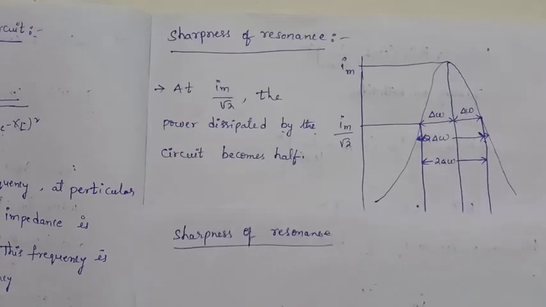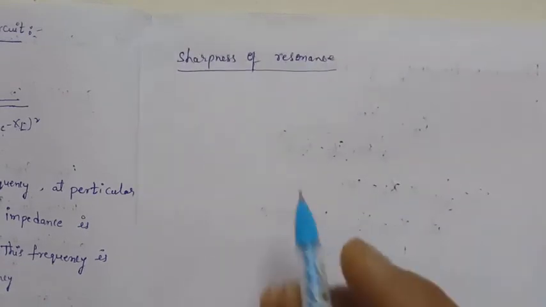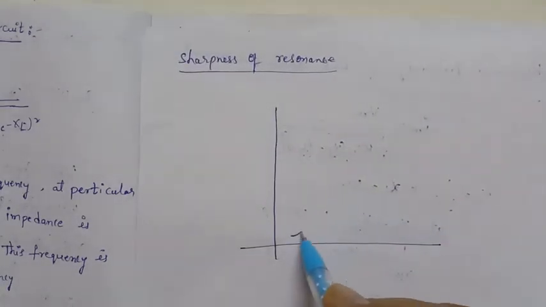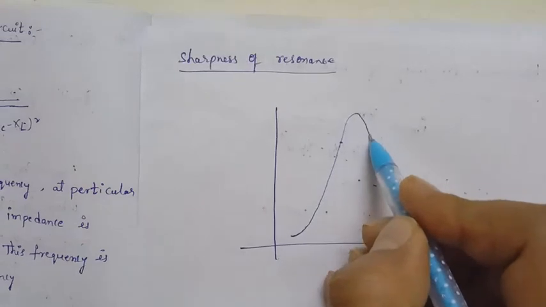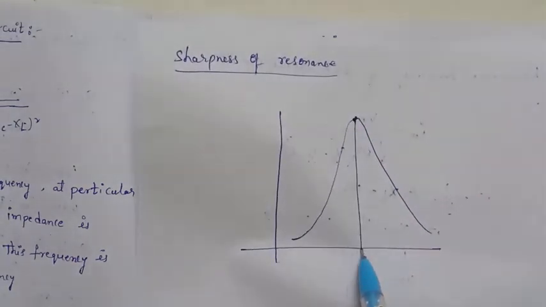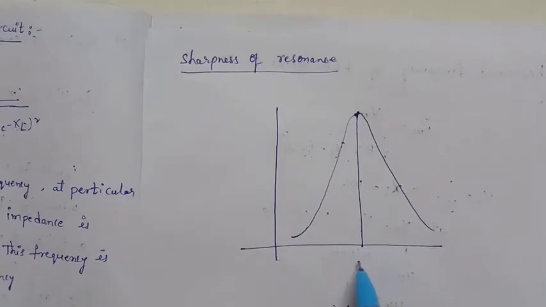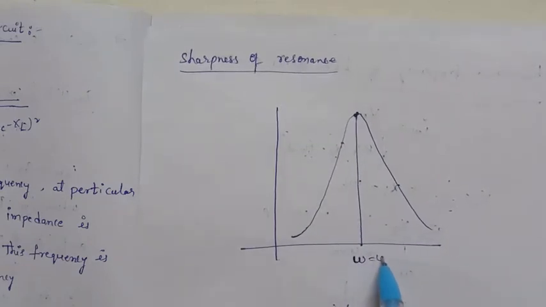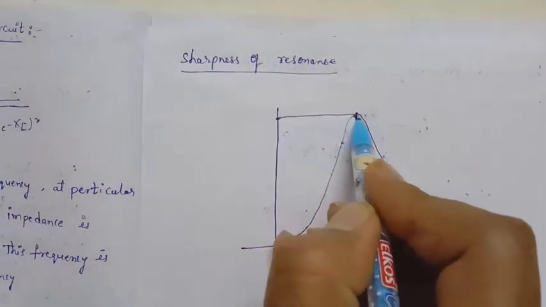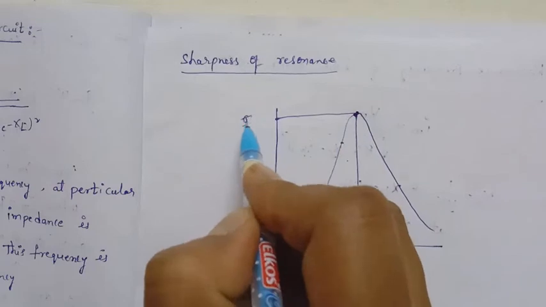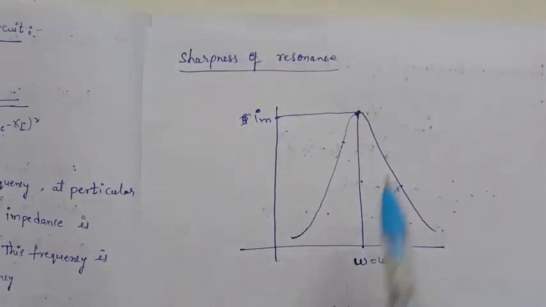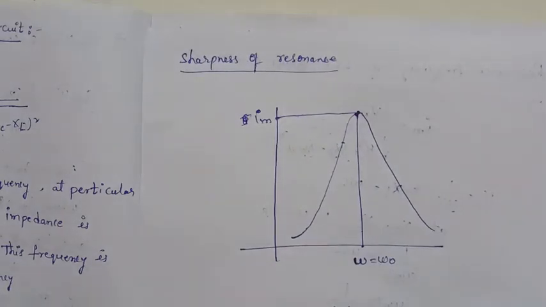So, sharpness of resonance. Previously, at the resonance frequency, what you are observing is that the current is maximum. At a particular frequency the impedance is minimum. At omega equal to omega naught, XC equals XL, and the current is maximum, I maximum. So this frequency is called the resonance frequency.